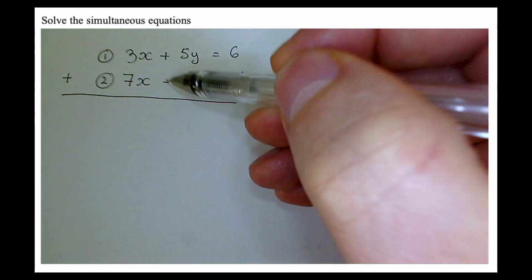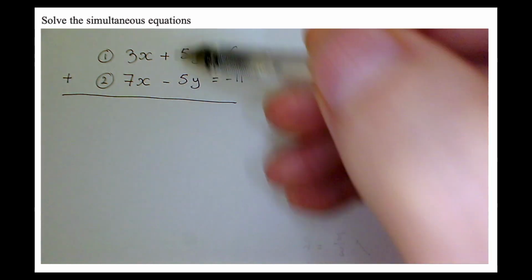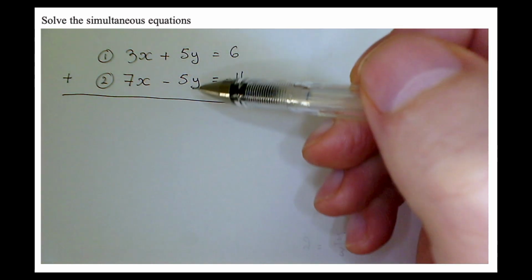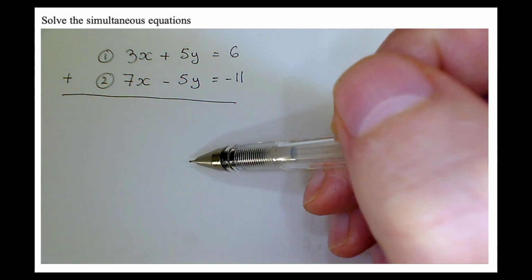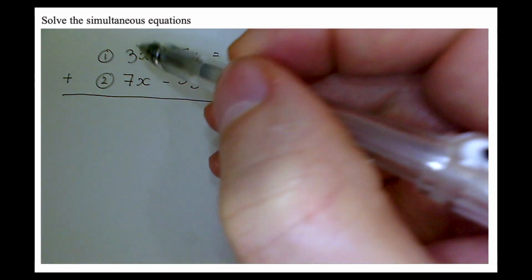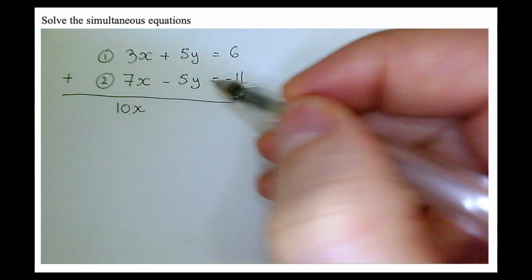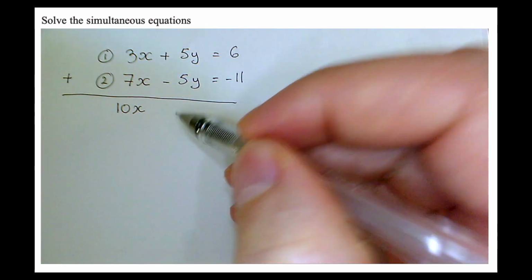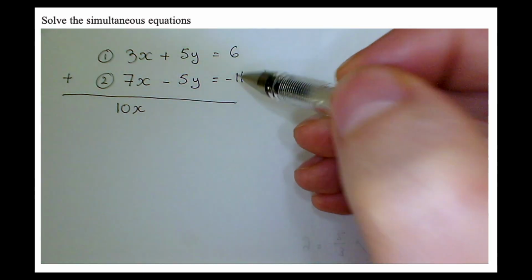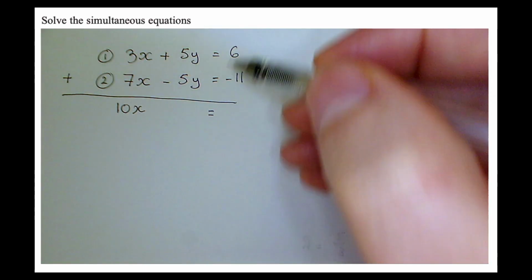So what I'm going to do is add both lines to each other now, and here we go, because you'll see something very nice happens. 3x plus 7x is going to make 10x. 5y add minus 5y makes no y's at all, and 6 add minus 11 makes minus 5.